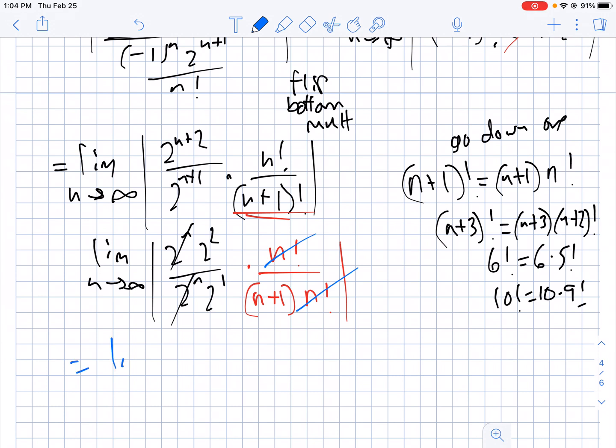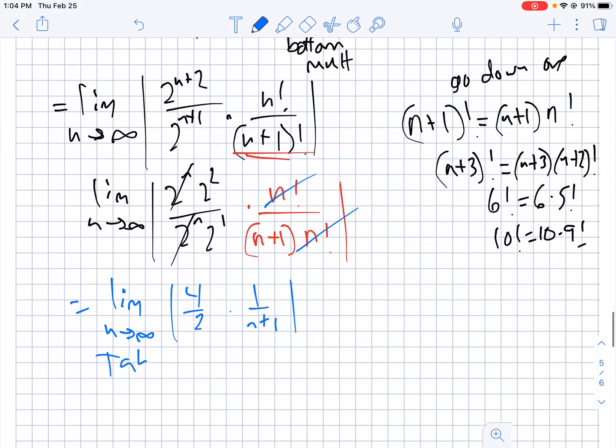So you're just going to end up taking a limit n goes to infinity of 4 over 2 times 1 over n plus 1. Okay, so when you finally have done all your simplification and canceling, then it's time to take the limit. So you're going to get 2 times 1 over infinity, which is 0. Last thing I checked, 0 is less than 1, so this series converges.